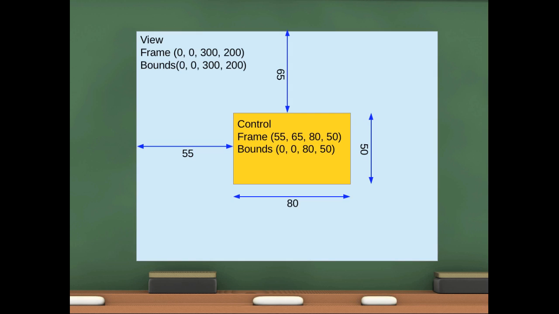If we added a new control inside this control, let's say, if this control is a view, we could add a new control inside this view, and let's say it's at 30, 40, someplace down here. And what would happen there is that control's frame would be 30, 40, and then its width and its height, but its bounds would be 0, 0, and its width and its height.